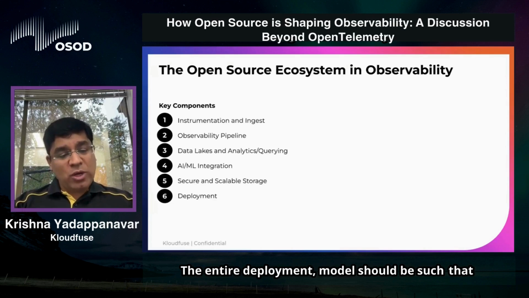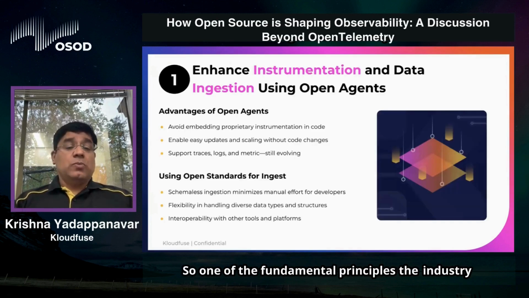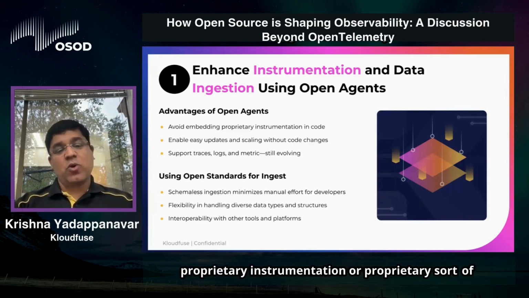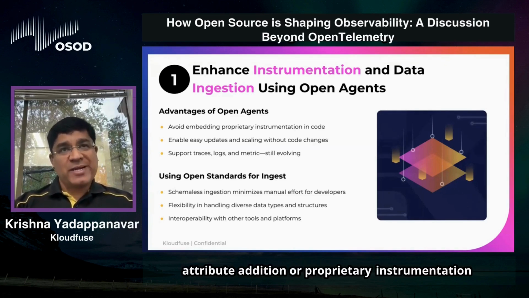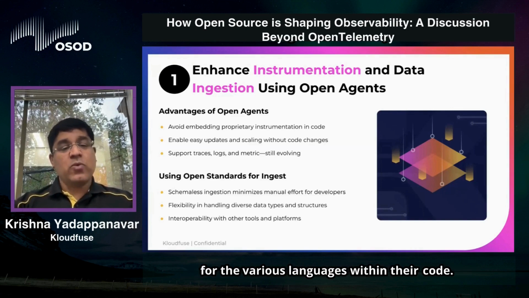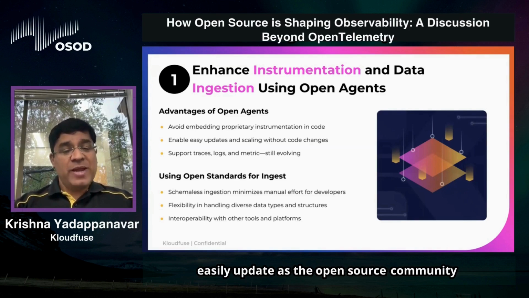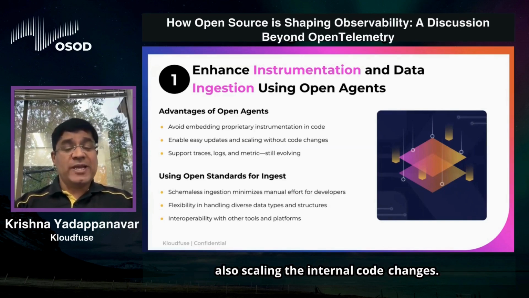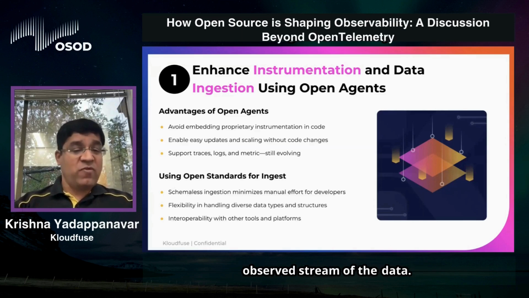The entire deployment model should be very conducive to the customer environments and their needs. So one of the fundamental principles the industry is moving towards is don't try to embed any proprietary instrumentation or proprietary attribute addition for the various languages within your code. This is not only so that you can easily update as the open source community progresses towards better instrumentation, but also for scaling the internal code changes. And the whole ecosystem has to support all the observability streams of data.